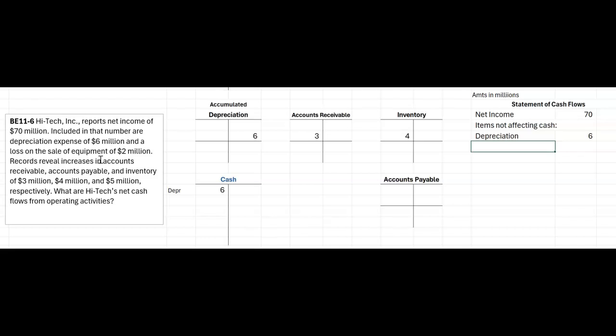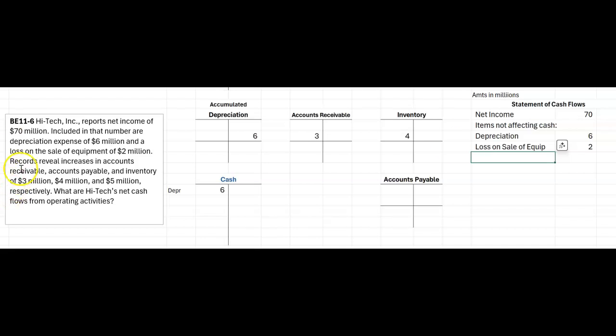Now they didn't give us beginning and ending balances or anything like that to reconcile, but any gain or loss on the sale of anything is not going to be a cash gain or loss. It's just a difference between the book value and the cash received. So what we're going to do is take $2 million and add this back. Loss on sale of equipment is 2 million.